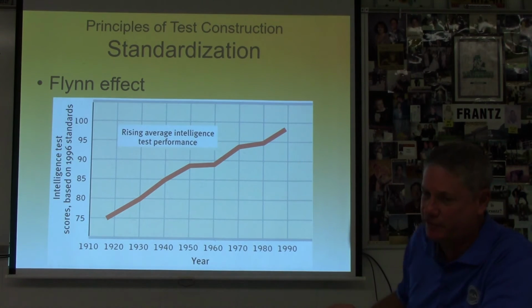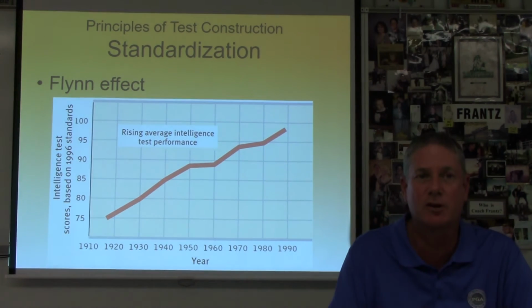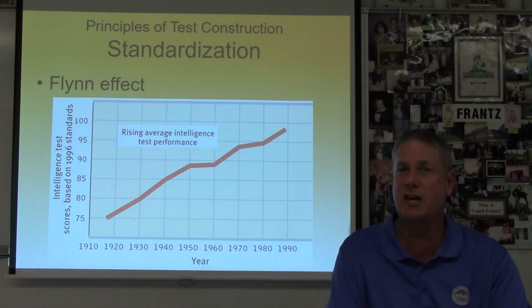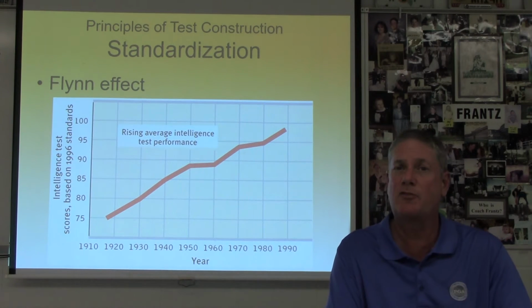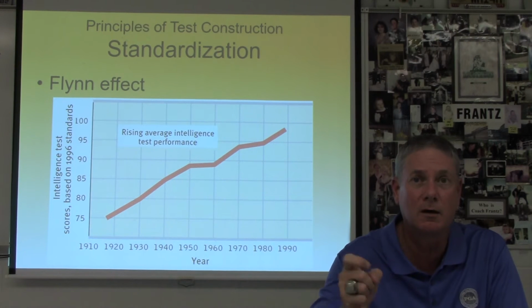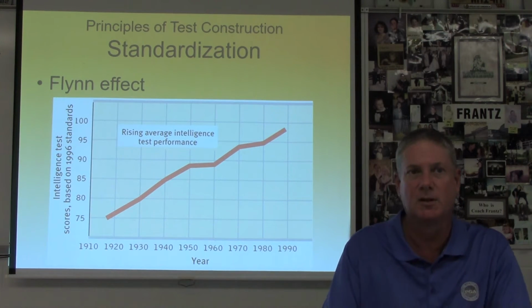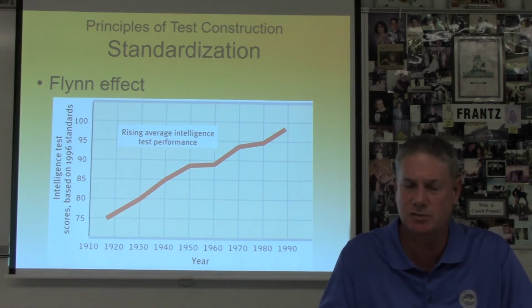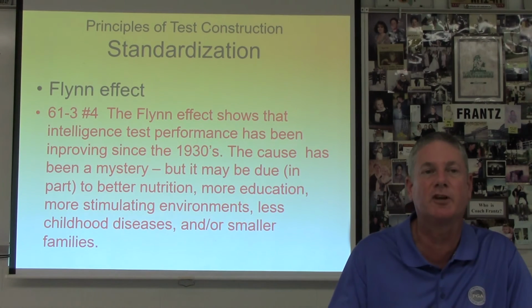So basically every generation, or at least every decade or so, we have to change the test. We have to re-standardize it, and we have to make it a little bit harder, so we always have the average to be, hopefully you said, 100. So what is this effect known as? It's called the Flynn effect.